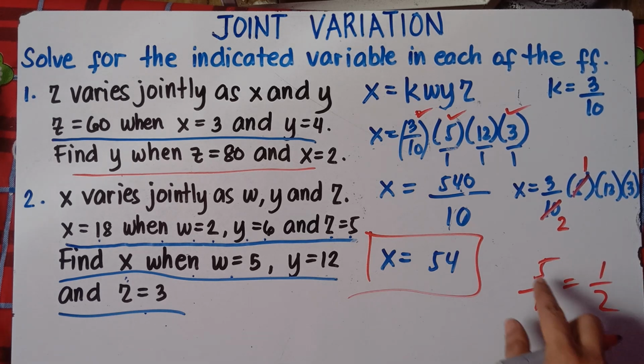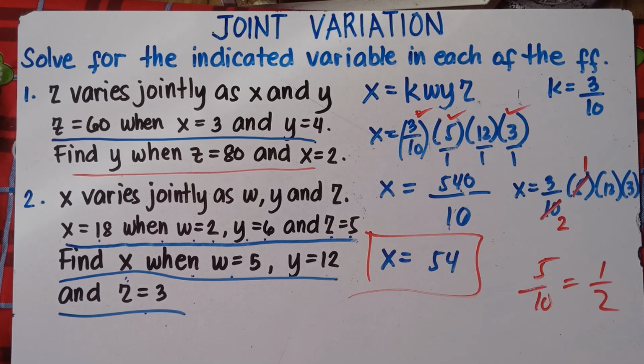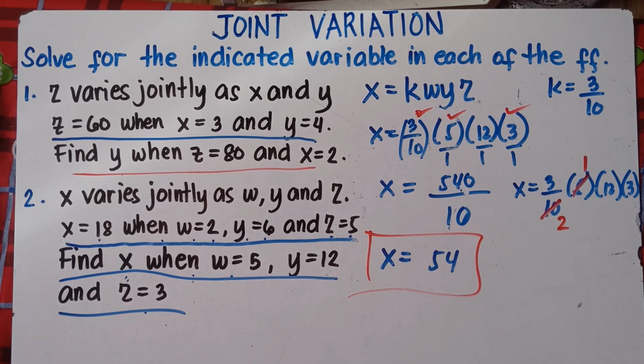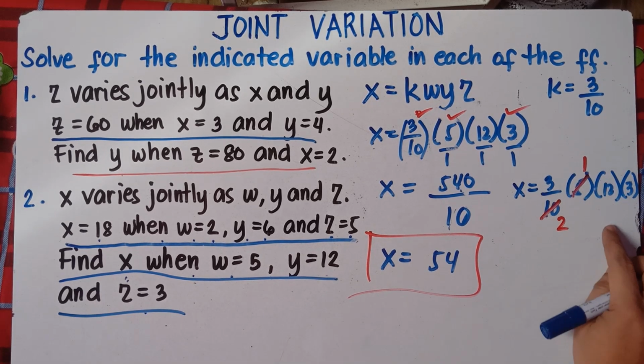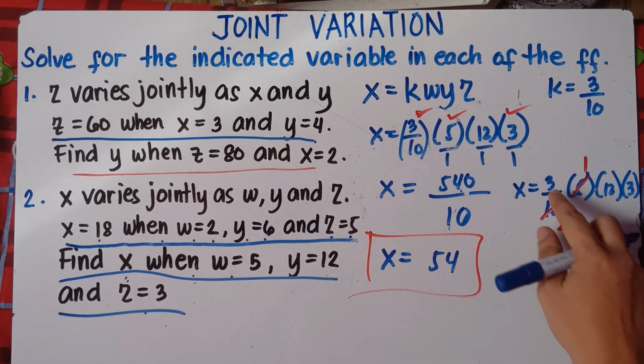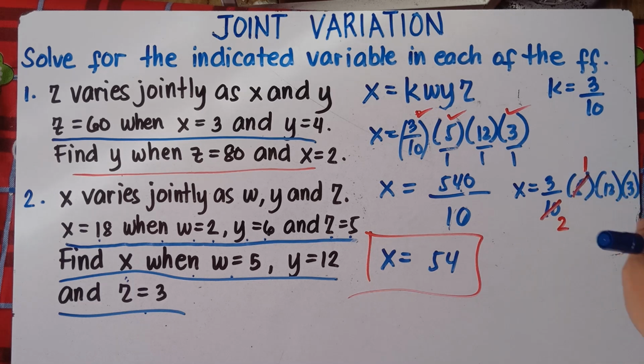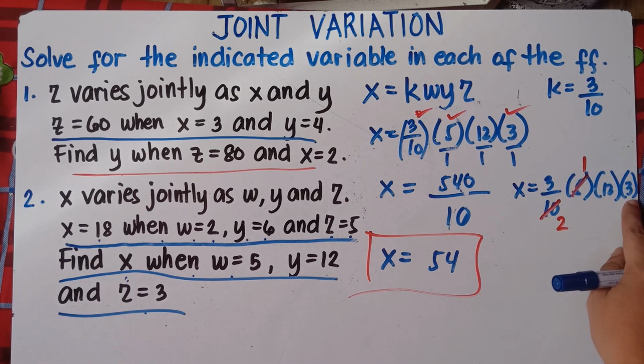So 5 over 10, we can reduce as 1/2. Why is that, sir? Because 5 divided by 5 is 1, and 10 divided by 5 is 2. 5 over 10 is equivalent to 1/2. And then you multiply, class. So you have 3 times 1, that is 3. Times 3, that is 9.